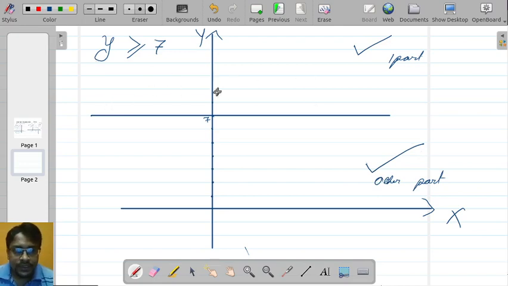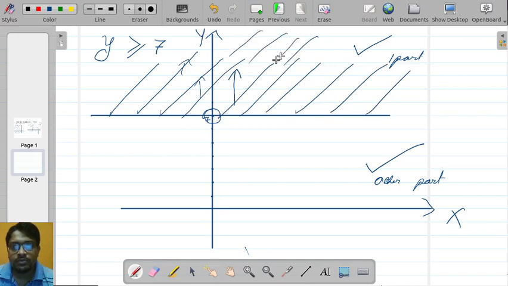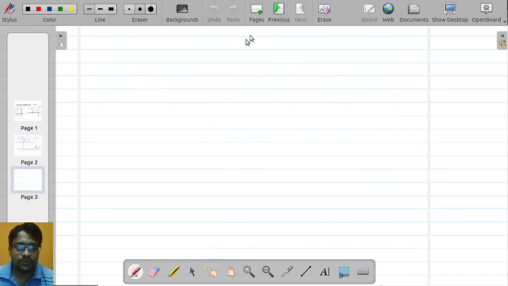So y greater than 7 is in which portion? I told you, as we go upwards, the value of y increases. Here the value of y is 7, so in the upward direction the value of y will increase. So y greater than or equal to 7 is represented by this region of the xy plane. This region of the xy plane represents y greater than or equal to 7. So these things we have to keep in mind.